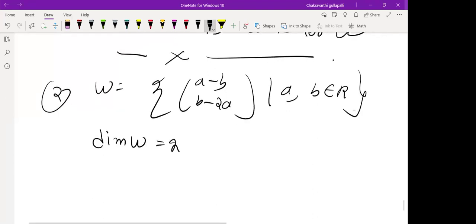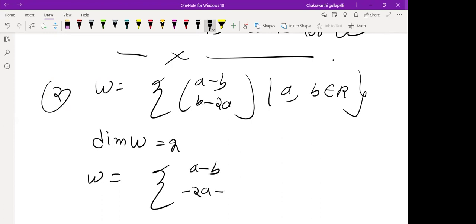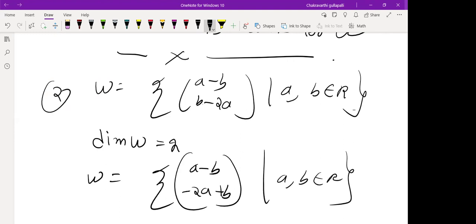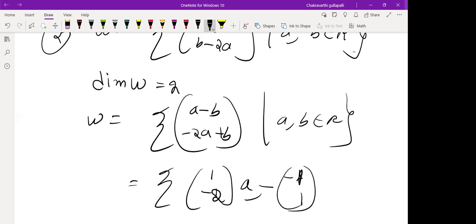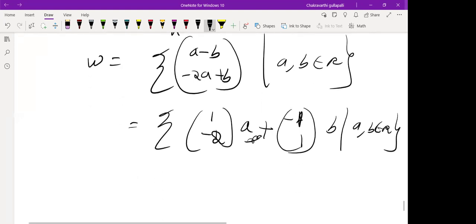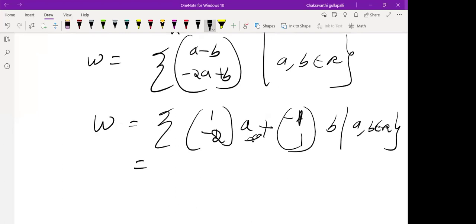Now we want a basis. How to get the basis? We express it as a combination of A and B. It is not in order; they deliberately give it like that in the exam. So you have to write them in the order, and take them along with the sign. So every vector in W is in this particular form: A into (1, minus 2) plus B into (minus 1), where A, B belong to R. So it is nothing but the form C1 U1 bar plus C2 U2 bar. So this is L of S.